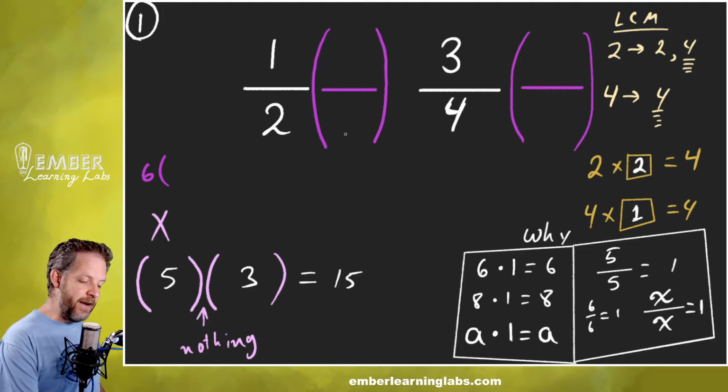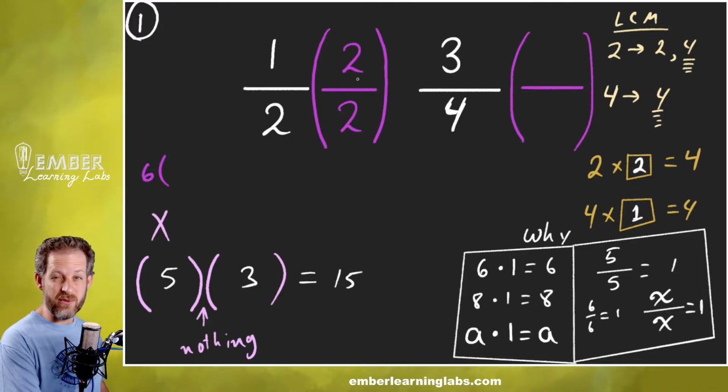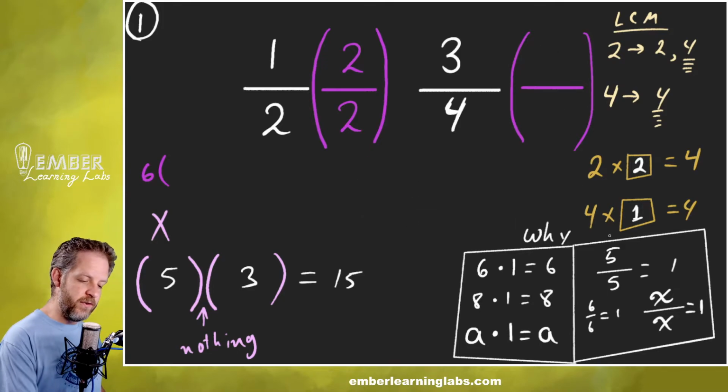Okay, so what we have to do is we have to put this number. So 2 times 2 equals 4. So we got to put that number in here, and we got to put it on the top and the bottom, because now that equals 1, and that's why it's allowed, right? And then for this one, we've got to put this number. So we're going to put 1 in there.